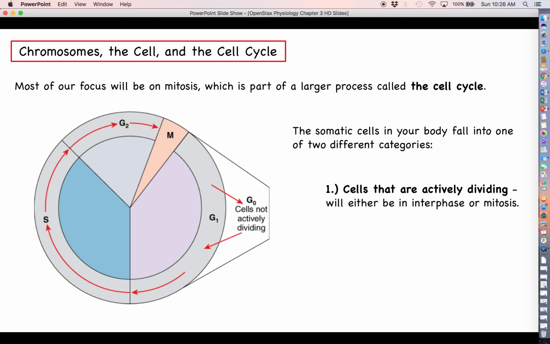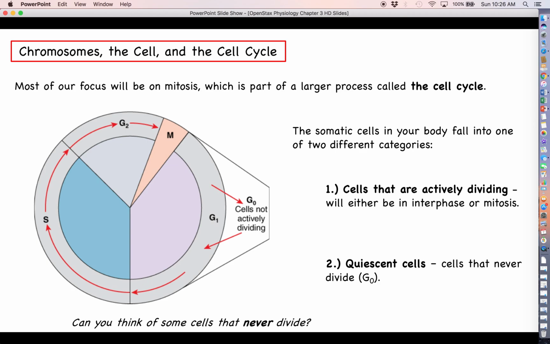Either they're going to be cells that are actively dividing, in which case those cells are going to be at some point in the cell cycle, either somewhere in interphase, which is G1, S, or G2, or in M phase, which is mitosis. And then actually most of those somatic cells in your body are done dividing. They're what we call quiescent. There was a time in your development in which they were dividing, but they basically outgrew the need for that, so now they are quiescent and they never divide.